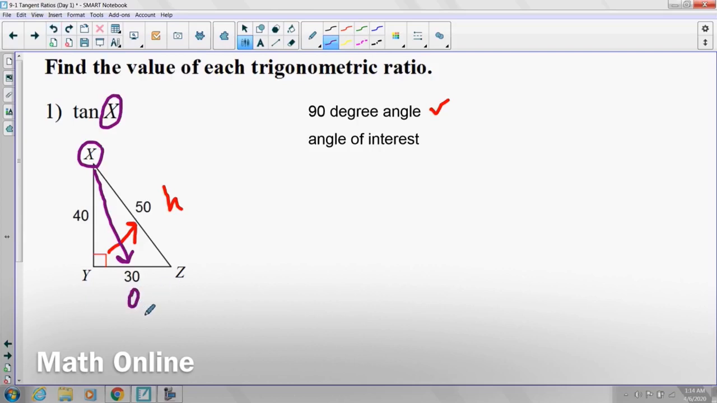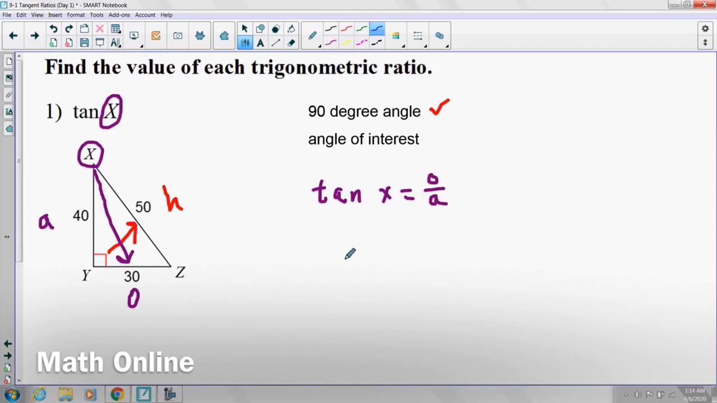Now, the side that has no name, we should know that if we have the hypotenuse and the opposite side, the next side should be known as the adjacent side by default. Therefore, opposite, hypotenuse, adjacent. All we need for a tangent ratio is the opposite side and the adjacent. We talked about this. For tangent of angle x, all we need is the opposite side over the adjacent side. That's all we need, guys.